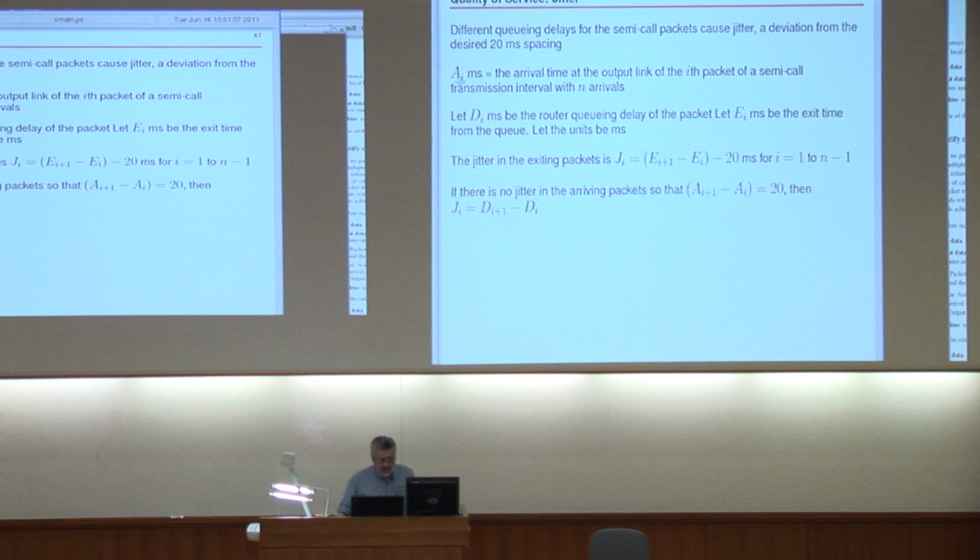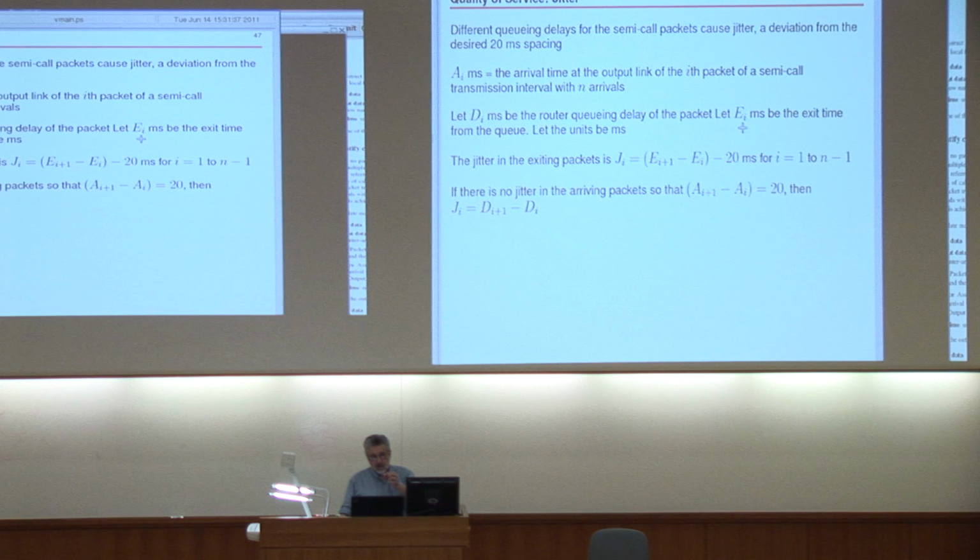All right. So let's suppose that the arrival times of the packets to a queue are a sub i. So a sub i milliseconds is the arrival time at the output link of the ith packet of a single transmission interval. There are n arrivals, and a sub i are the arrival times at the output link, at the interface for the output link. Now we're going to let d sub i be the delay in the queue for the interface on the output link. And we'll let e sub i be the exit time from the queue.